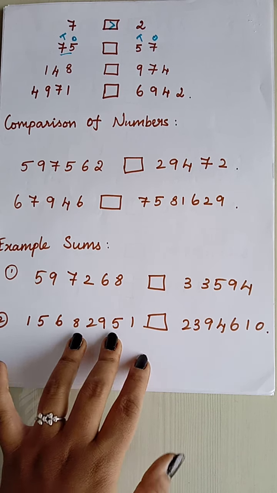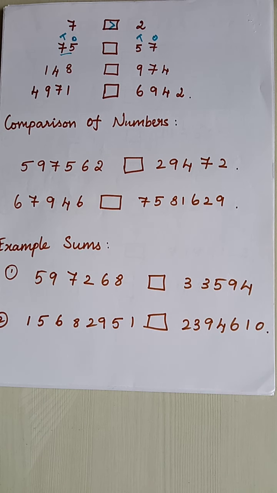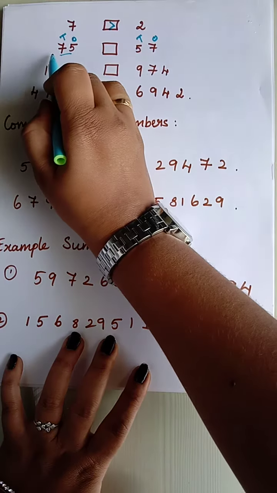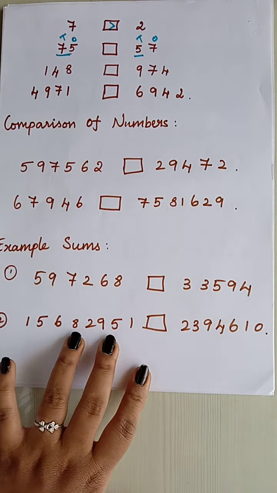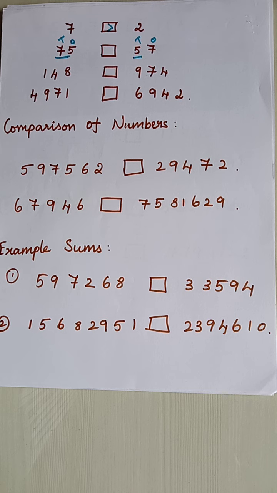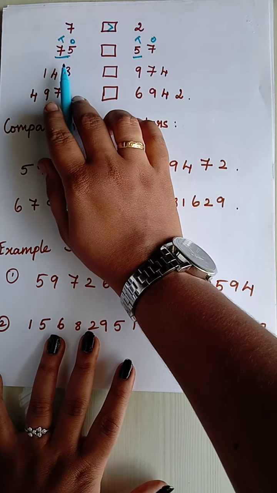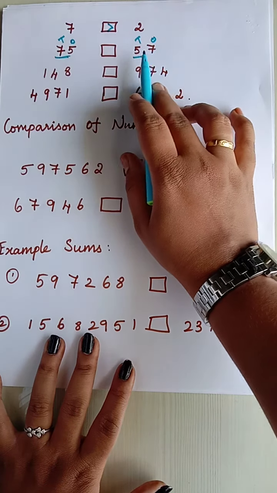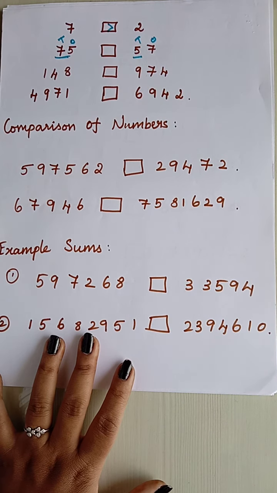Now first we have to compare the first digit of the 2 numbers. What is the first digit of the 2 numbers? This side it is 7 and this side it is 5. That is enough for us to find the greatest number. Compare 7 and 5. 7 is the greatest. While comparing to 5, 6, 7.